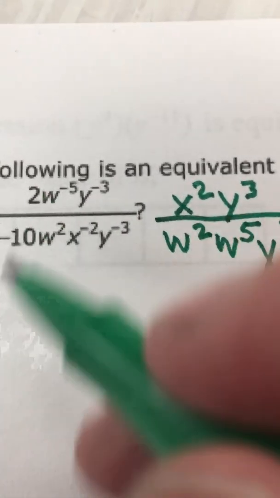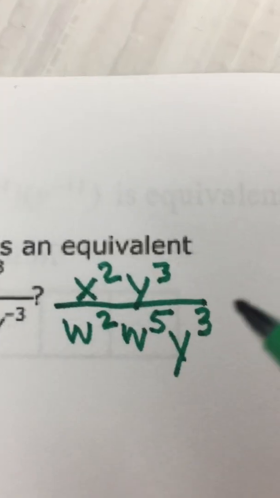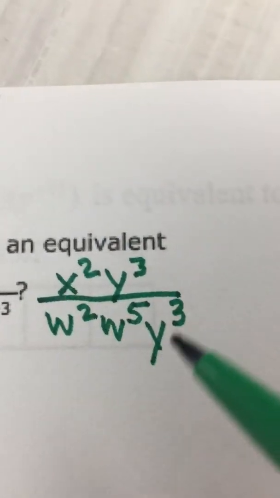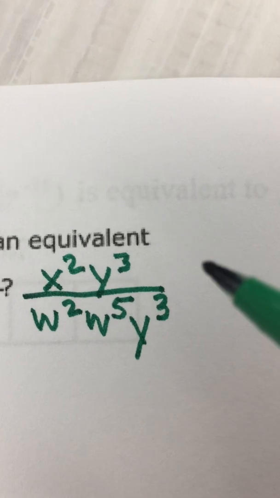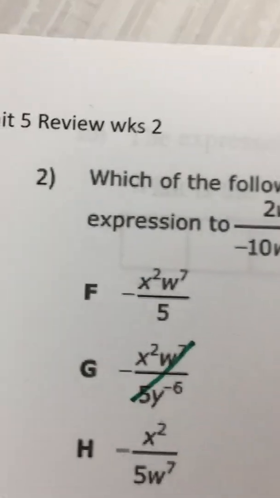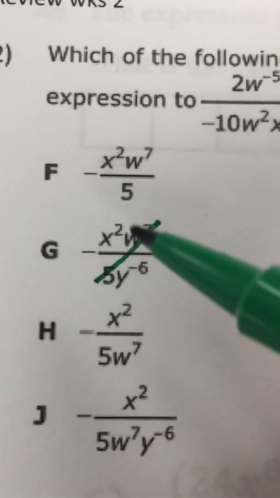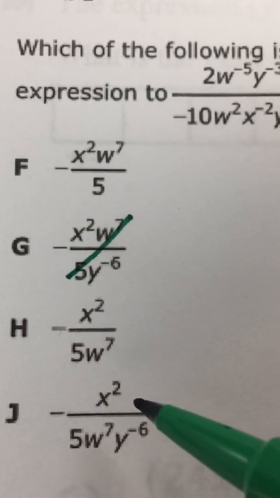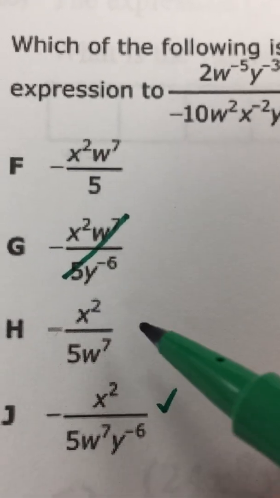I've rewritten everything. I'm ignoring the 2 and the 10 because I've already done that. So this is what we have now. I've got an x squared on the top, and that's the only piece that's an x squared. There's nothing else to reduce it with, so it's going to stay x squared. So let's go look at all these answers. There's an x squared on top, there's an x squared on top, and here's an x squared on top. So I'm going to keep all three of these right now.